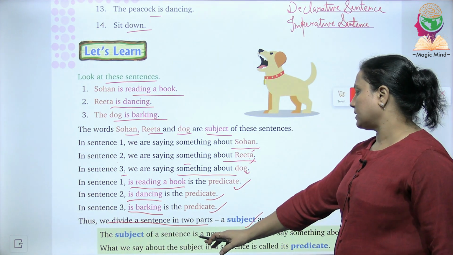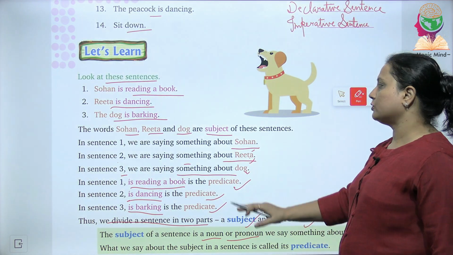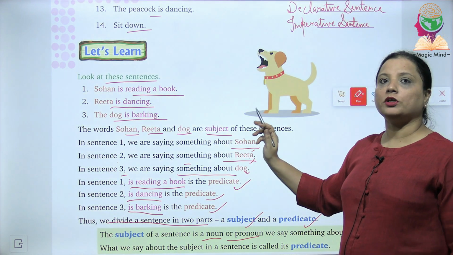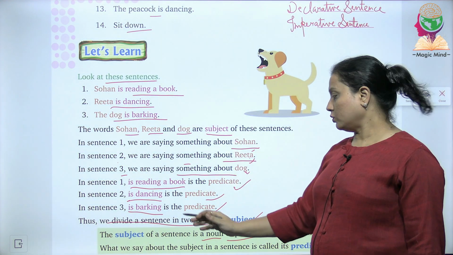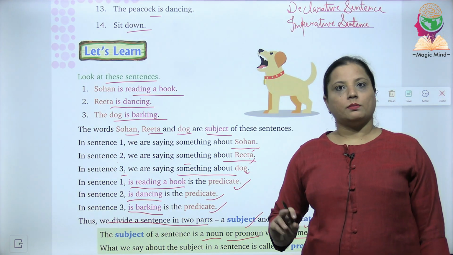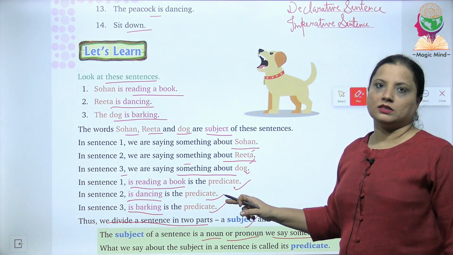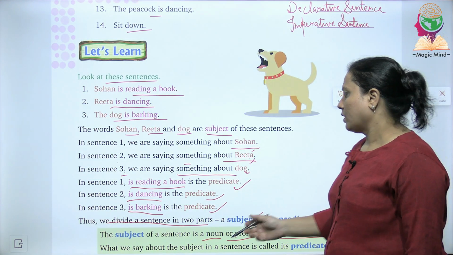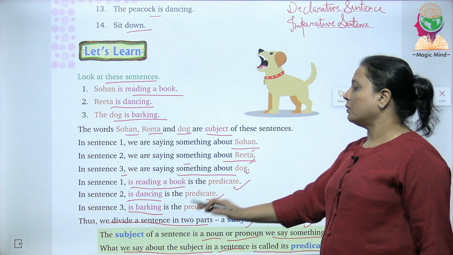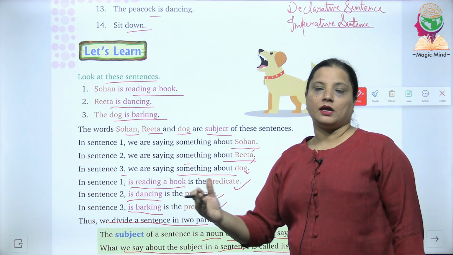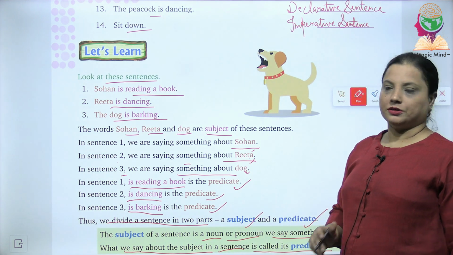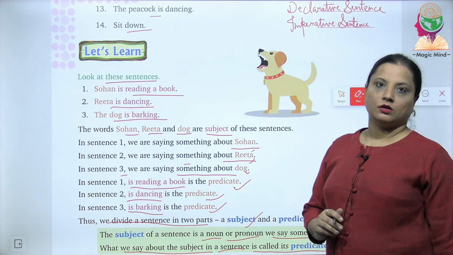The subject of a sentence is a noun or a pronoun. As I told you earlier, Sohan, Rita, dog. These are the subjects, and they can be either noun or pronoun. We say something about them. We are talking about them in the sentence. Hence, they are called as the subject. What we say about the subject in a sentence is called its predicate. हम इस subject के बारे में जो बात कर रहे हैं, whatever we are talking about it, that is known as the predicate. Now let's move further.